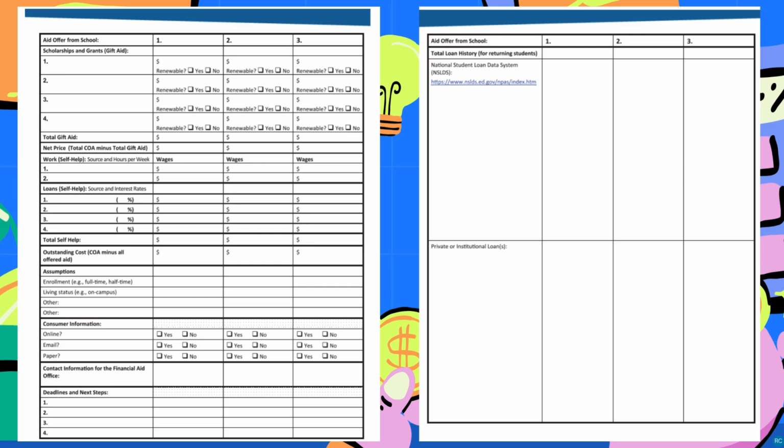And then looking at any additional income that you can take away from that cost of attendance could be things like work studies or loans, which fall under the self-help category, which are additional sources and hours per week, or if it were loans, it would be source and interest rates per semester. Then after looking at that, you'd get an actual outstanding cost, which is your cost of attendance minus all your offered aid. And then let's not forget about those deadlines and next steps, which vary from school to school. Those can change just because payment plan setups and fees can also vary by school. And then comparing those at last would help you make your final decision.